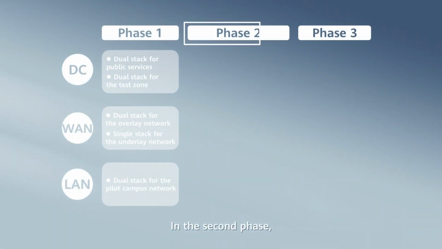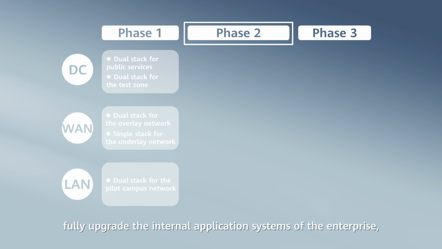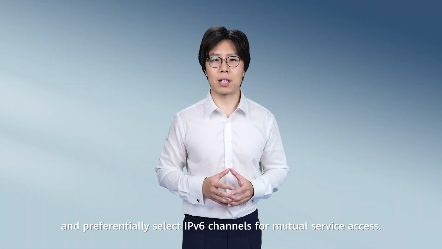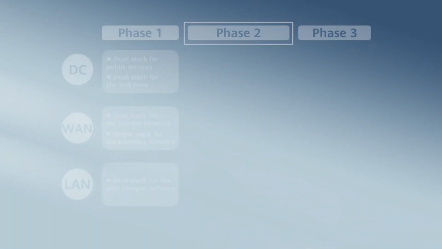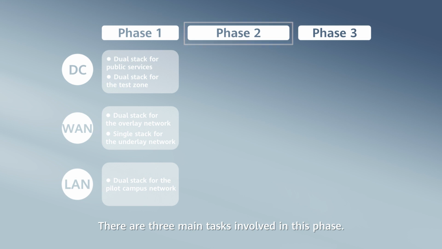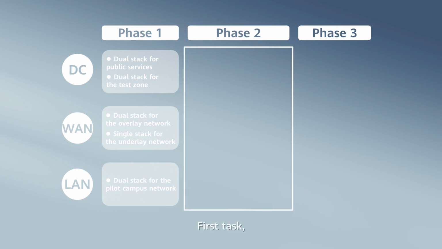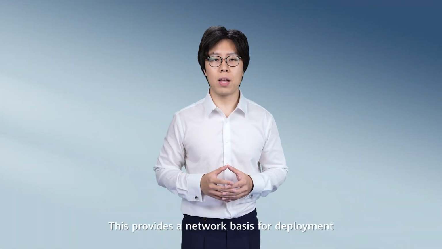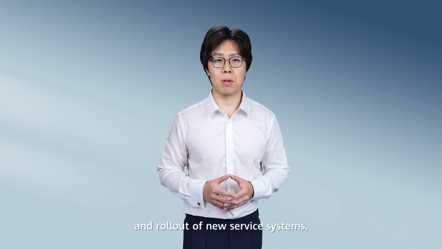In the second phase, fully upgrade the internal application systems of the enterprise and preferentially select IPv6 channels for mutual service access. There are three main tasks involved in this phase. First task, fully upgrade the data center network and deploy dual stack on it. This provides a network base for deployment and rollout of new service systems, or reconstructed ones.